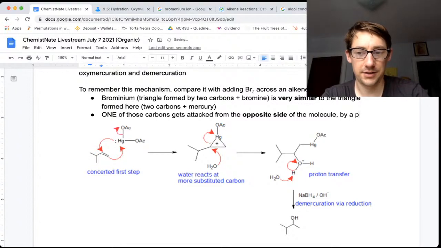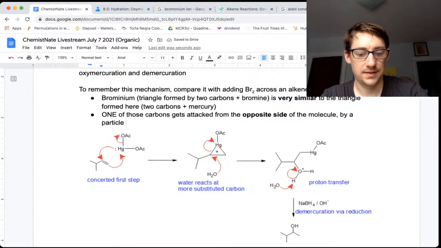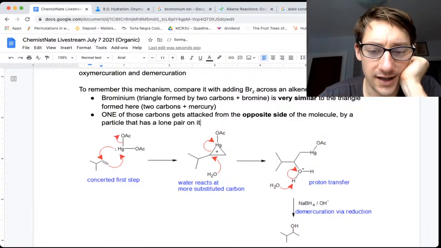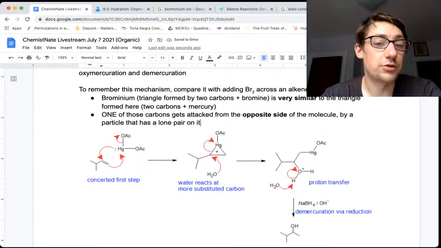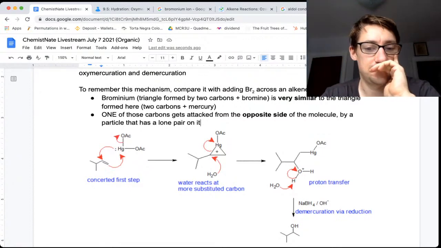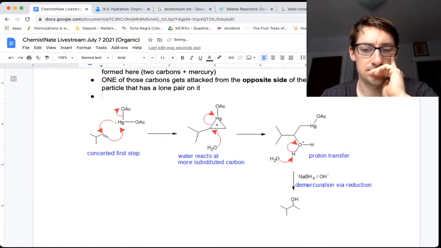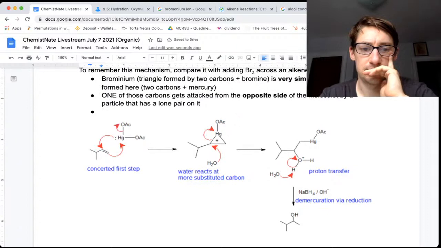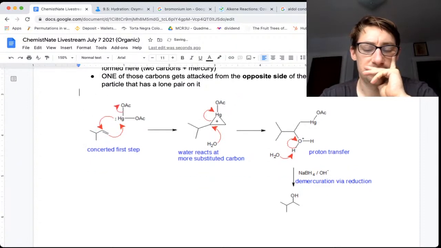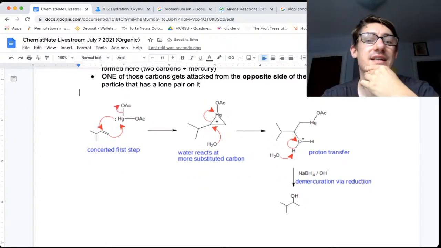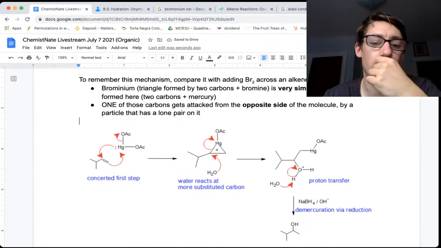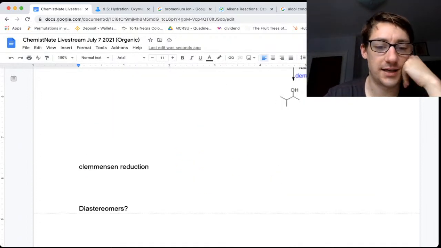And it's by a particle that has a lone pair on it. Here it's the lone pair of the oxygen atom. In the bromination mechanism, it's a Br- ion. It's just such a similar mechanism. It's kind of like memorizing 2 mechanisms at once. Just throwing it out there.